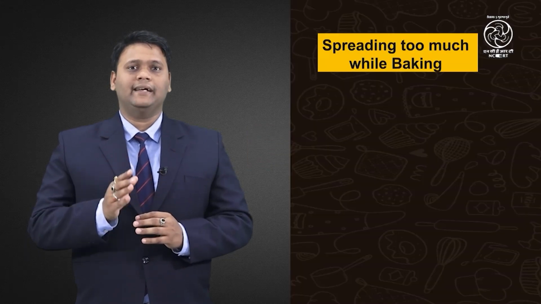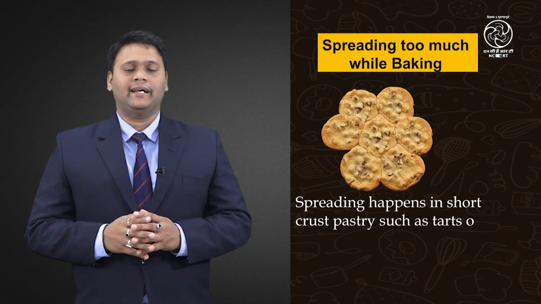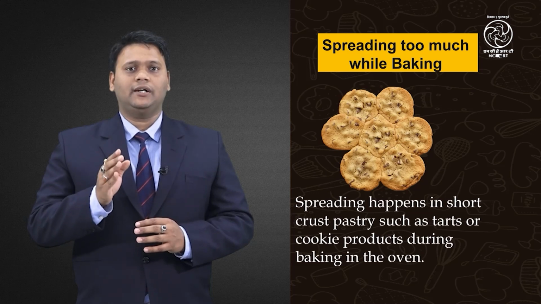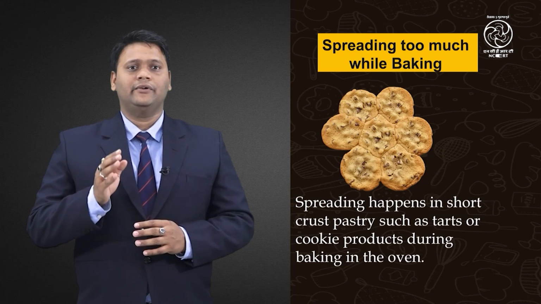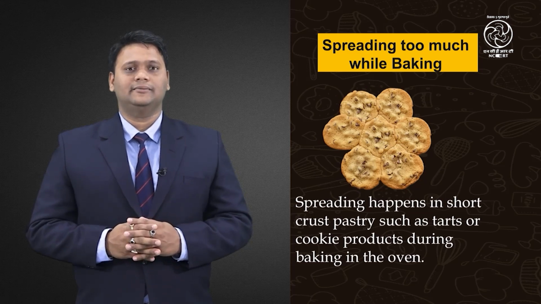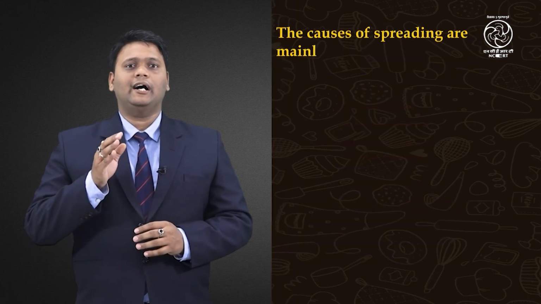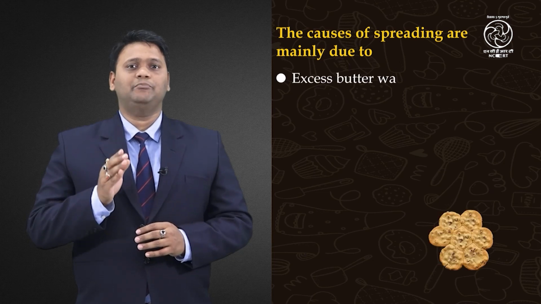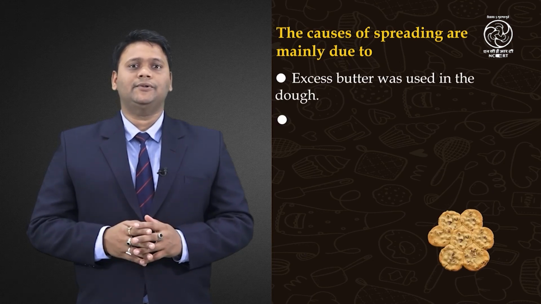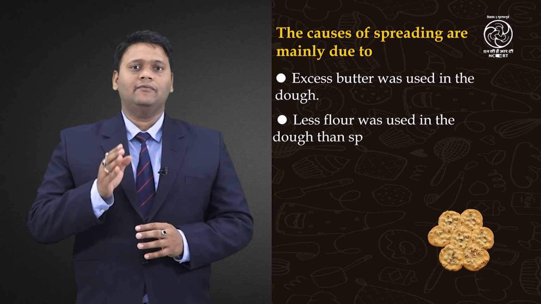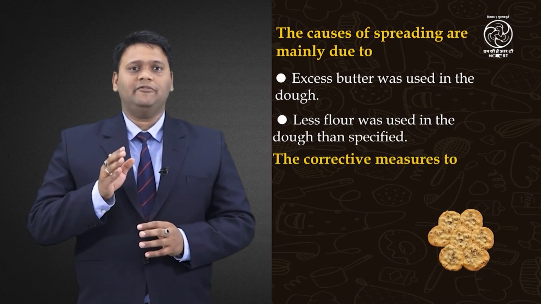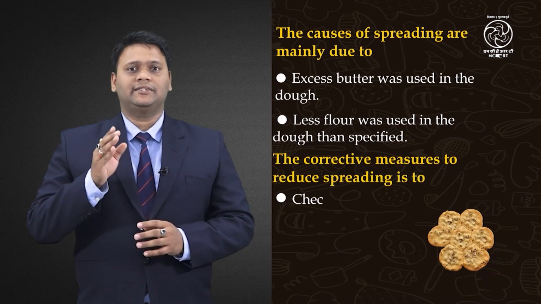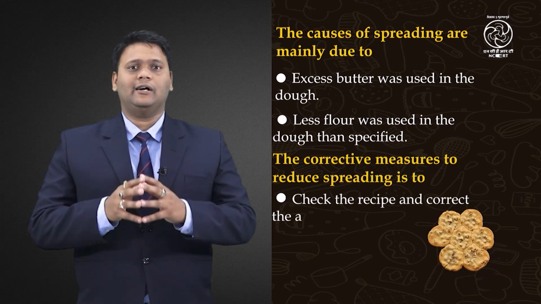First is spreading too much while baking. Spreading happens in short crust pastry such as tarts or cookie products during baking in the oven. The causes of spreading are mainly due to excessive butter was used in the dough, less flour was used in the dough than specified.